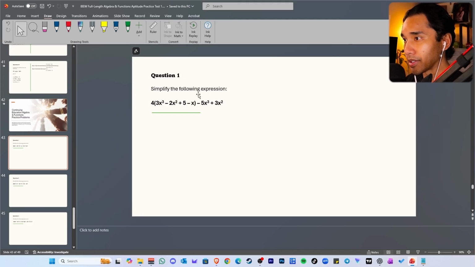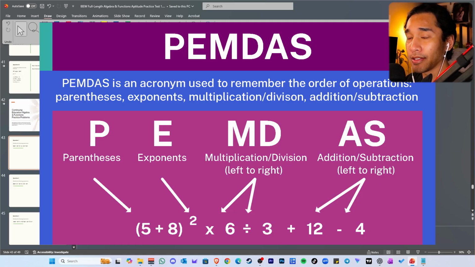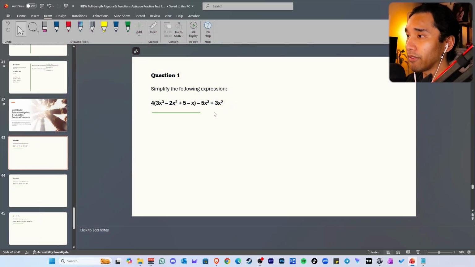Simplify the following expression: 3x cubed minus 2x squared plus 5 minus x, minus 5x cubed plus 3x squared. So we all remember what PEMDAS is, right? Please excuse my dear Aunt Sally. That's how I learned it. And that stands for parentheses, exponents, multiplication, division, addition, and subtraction. So, given PEMDAS, what do we have here?